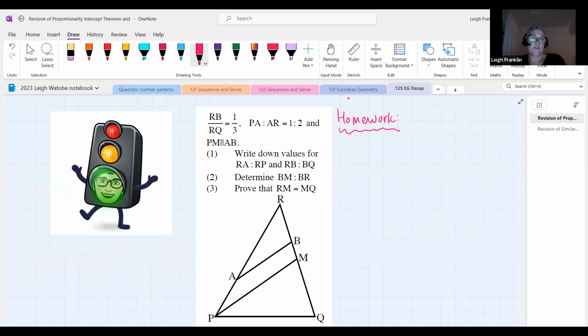Before you answer this question at home, please redraw the triangle for yourselves and put in all the information first and then start the question. It's very difficult to try and work on geometry questions off your phone. You've got to be able to write on the page.